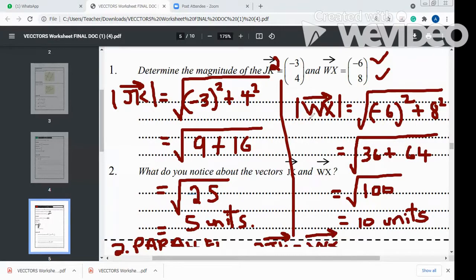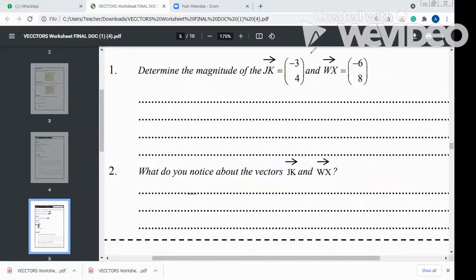All right. Tell you what. Can I erase? Anybody writing off the working for the magnitude of JK and double X? No, sir. All right. Can I take it off? All right, I'm going to take it off.